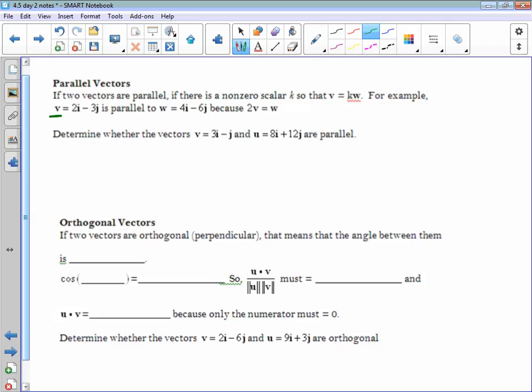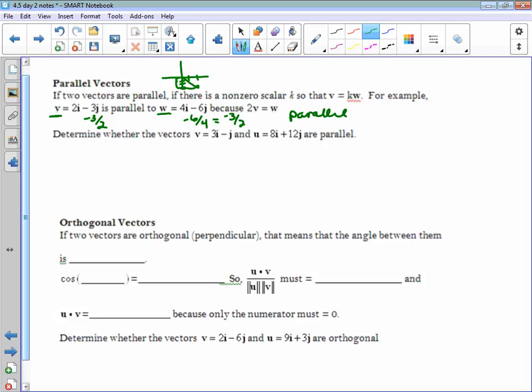Vector B, do you guys agree that the slope of that is -3/2? Changing y over changing x? If I plotted 2, -3, isn't the slope down 3/2? Yeah, okay. And then if I look at vector W, what's the slope of that? -6/4, which is -3/2. So those are parallel, okay? And that's really all you have to do to check to see if they're parallel or not.